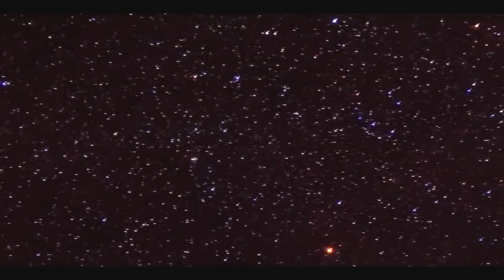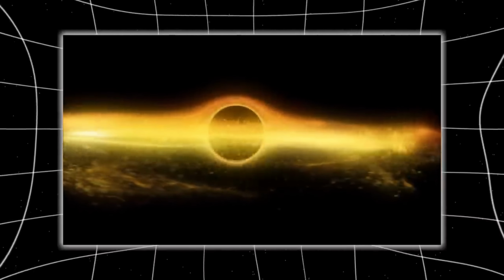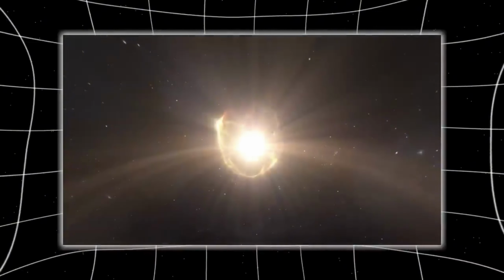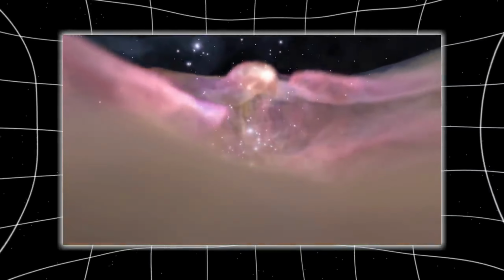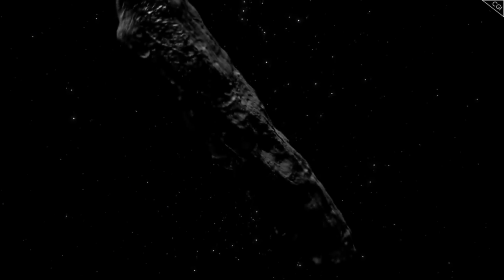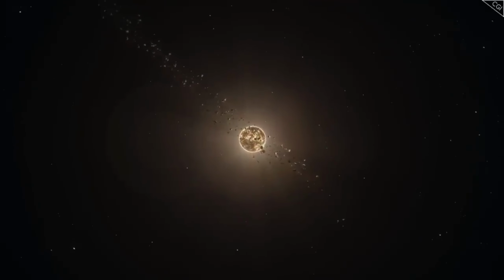Spiral galaxies are the icons of the cosmos. The Milky Way, Andromeda, and countless others stretch their arms across millions of light years. They are dazzling, colorful, and alive with star birth. But what keeps those elegant arms intact? Shouldn't they wind up and blur after billions of years?